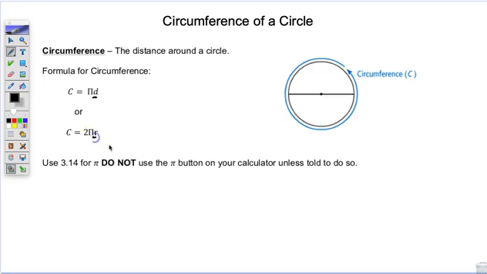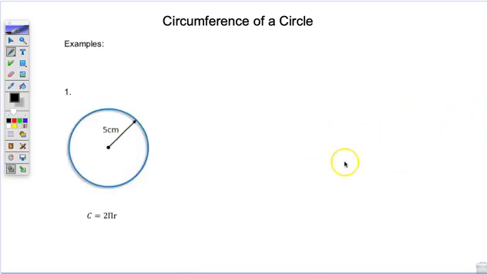or r, the radius. If you're given the diameter, you're going to want to take C is equal to pi times diameter. Or, if you're given the radius, take the circumference will be equal to 2 times pi times the radius. We will be using 3.14 for pi in all of our examples. Do not use the pi button on your calculator unless you are told to do so. Let's take a look at some examples.